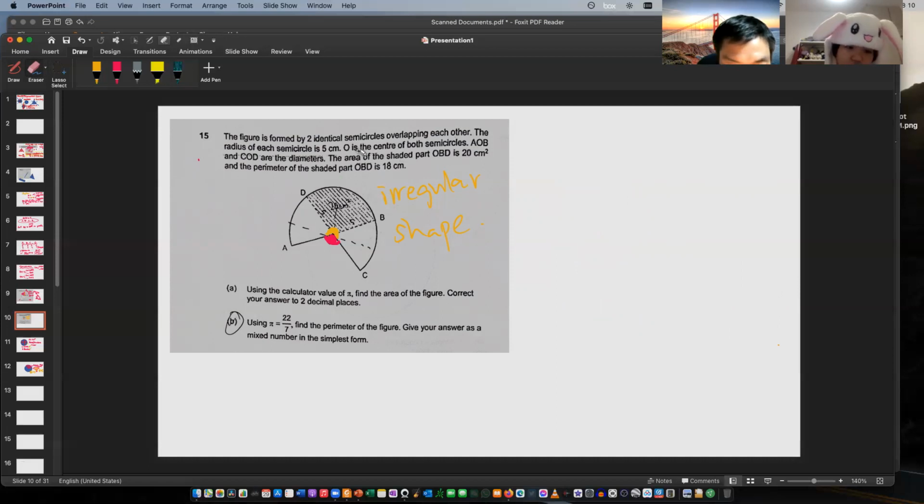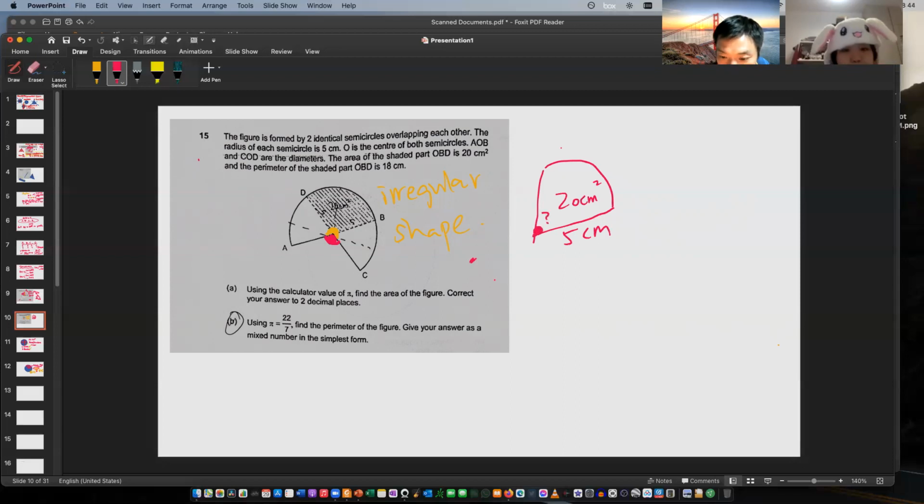But they already give you the area of the shaded part OBD. So they already give you the area of this irregular shape. They say this is 5 cm, and they tell you the area is actually 20 cm squared. Good, I can find out the angle already. I can find out this angle.